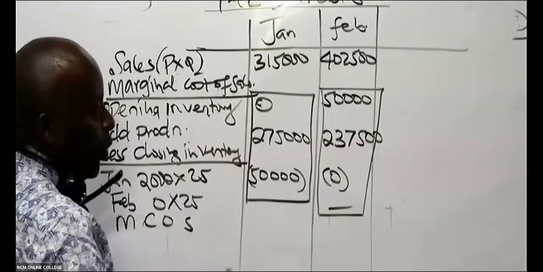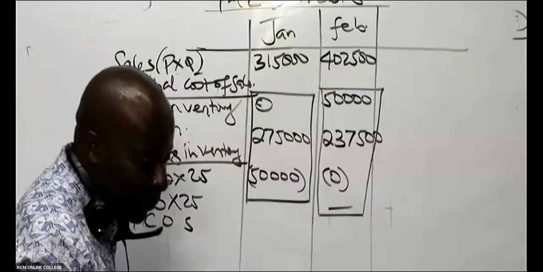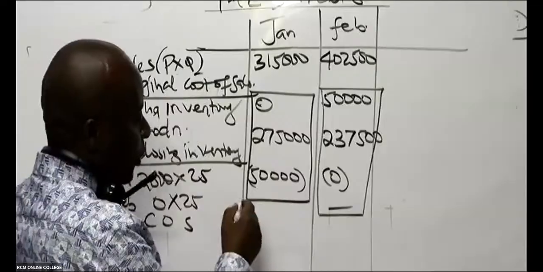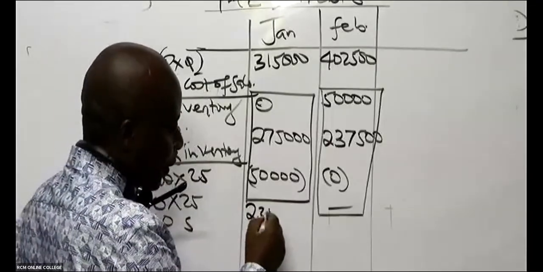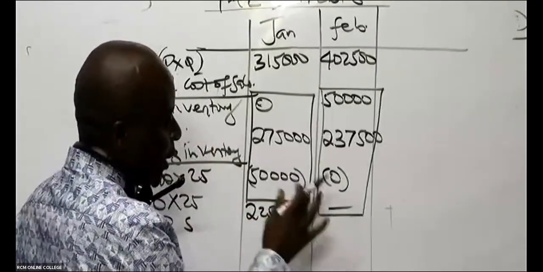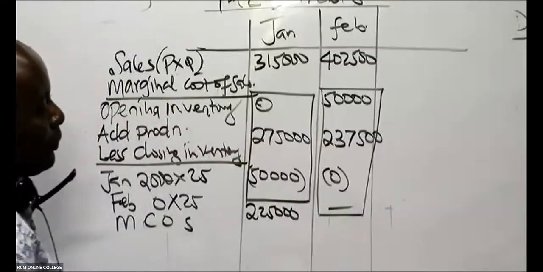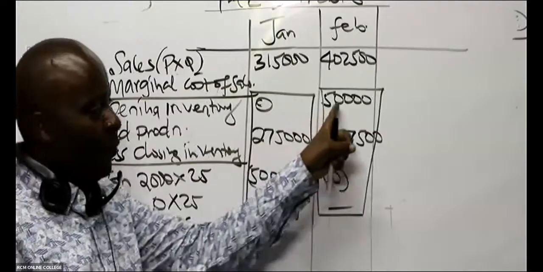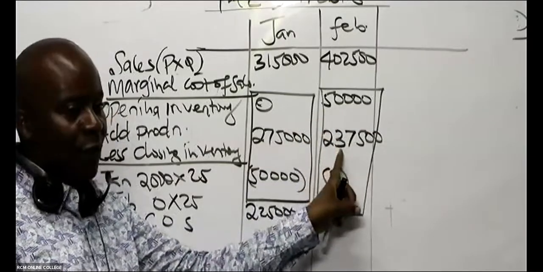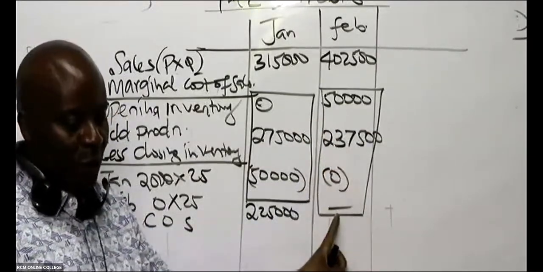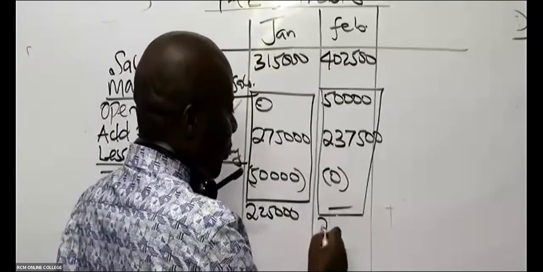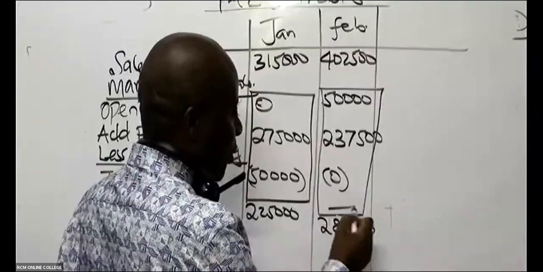So January, what do we have? Oh, it's only my online students now who are talking to me. They are telling me 225,000. How about this one here? The 3 numbers only: 50,000 plus 237,500 minus 0. So I get 287,500. Thank you so much.